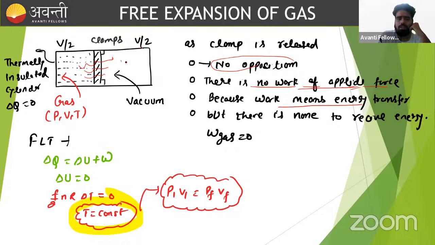We can say that there is nobody here, it is a vacuum. It means there are no air molecules here, so there is no surrounding. We can say there are no air molecules that can receive the energy, nobody will take any energy. So work transfer is zero, heat transfer is zero, change in internal energy is zero, so temperature is constant.